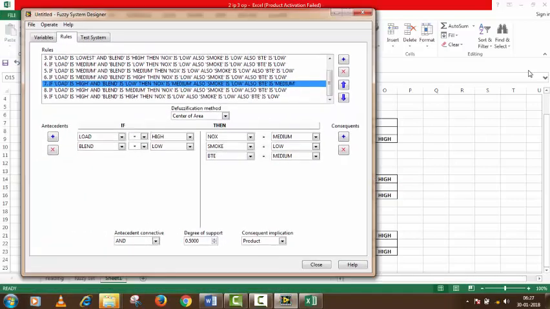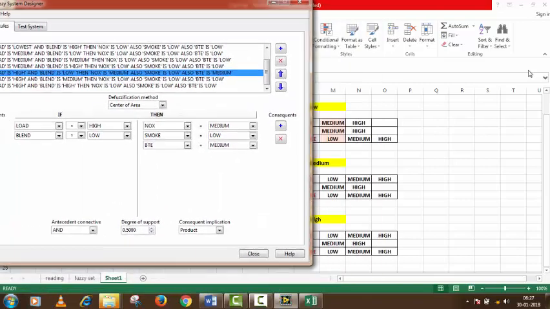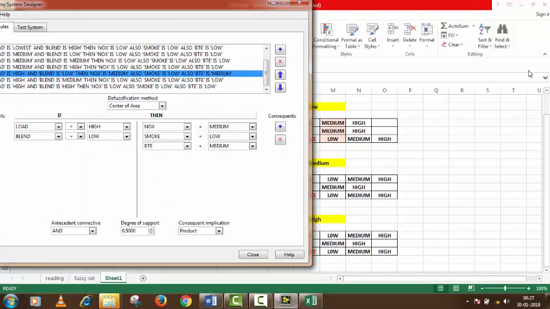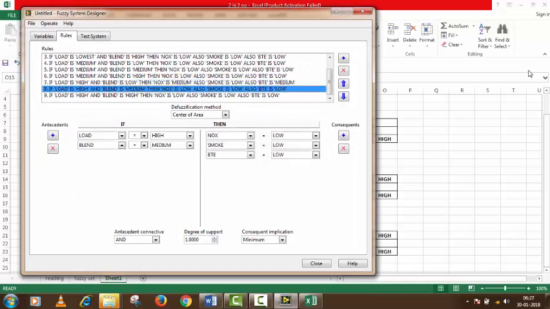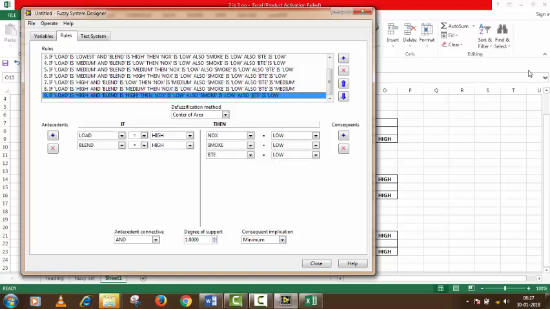So what happens for high medium? The load is high, blend is medium, NOx is low. NOx is low is coming, smoke is low is coming, but BT is medium. But here BT is low. Am I correct? Then I want to change it to BT medium. If I want to change the rule, what I have to do? 0.5, go for product. That's all. You have to change those things.